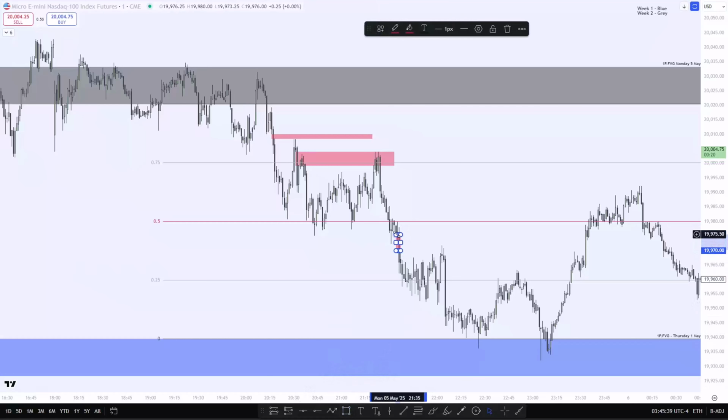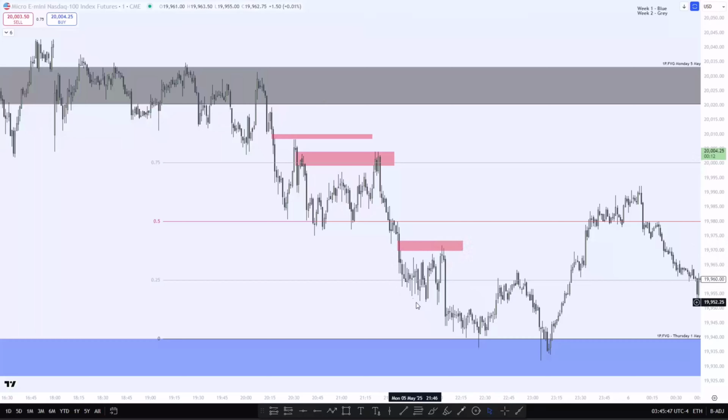And as it goes down below equilibrium, look what it forms here. Here, it forms another fair value gap. It goes down to the last quadrant, works that level a little bit, and then retraces back up into this CB, which is in premium.